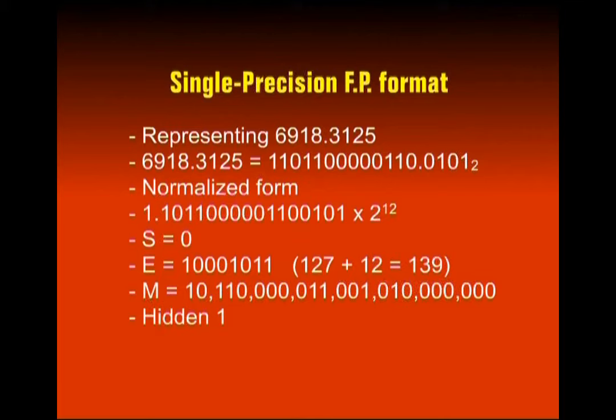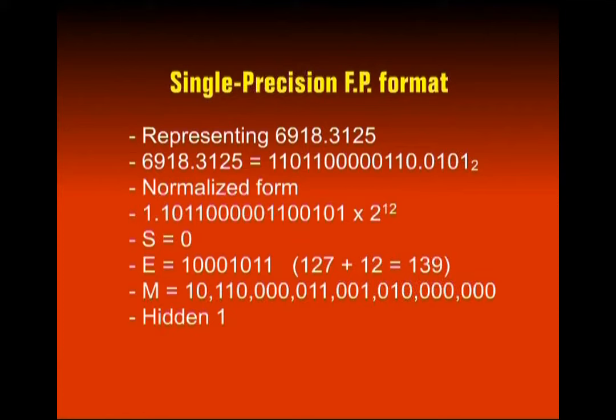What is the sign bit? Of course, the number is positive, so the sign bit is 0. What is the exponent? The exponent is 12, 2 raised to power 12. The 32-bit single precision floating point format uses a biased 127 counting system. So the exponent value 12 is added to 127, which results in 139. So the 8-bit exponent field has the number 139, of course, represented in binary.